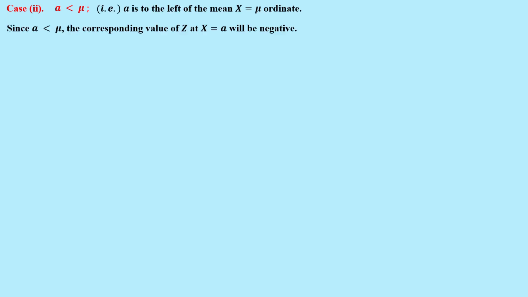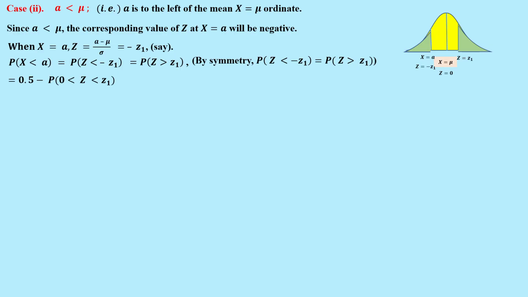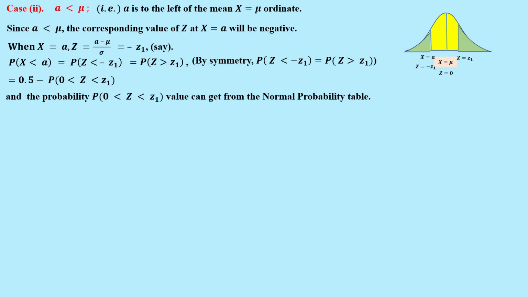Similarly, case 2: a less than mu, then the z value is negative, minus z1. So the probability of x less than a is the probability of z less than minus z1, that is nothing but the probability of z greater than z1, because of the symmetry. The diagram will be like this. This value is nothing but this value. Both are the same, as the curve is symmetric about z equal to 0, so this area is equal to that area. So it is 0.5 minus the probability of 0 less than z less than z1.